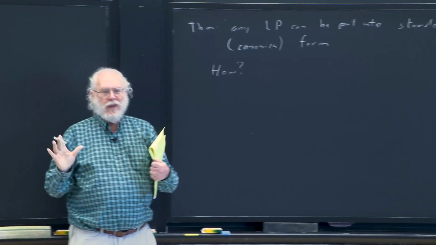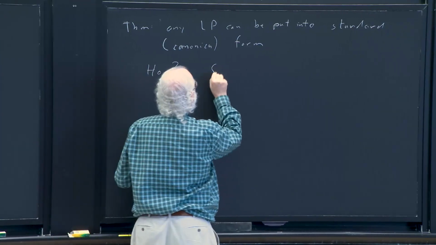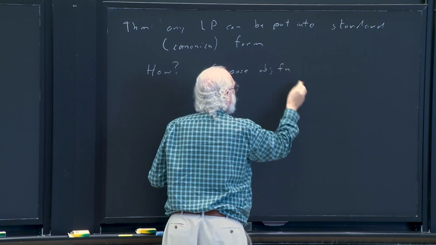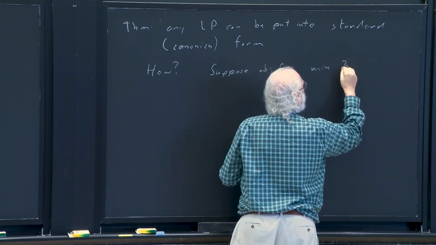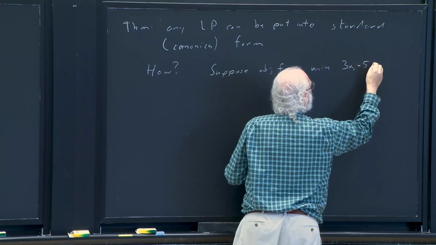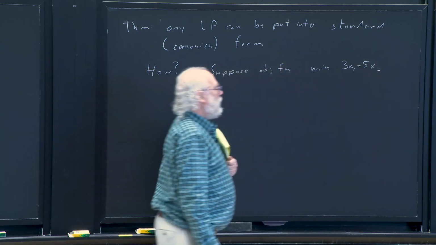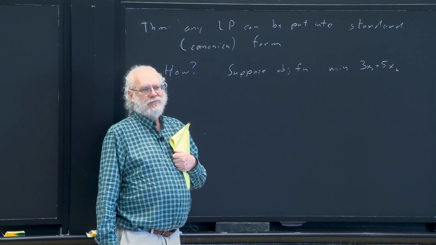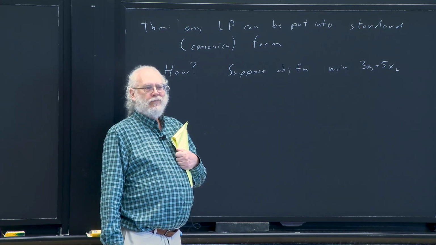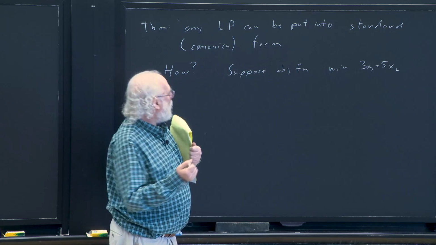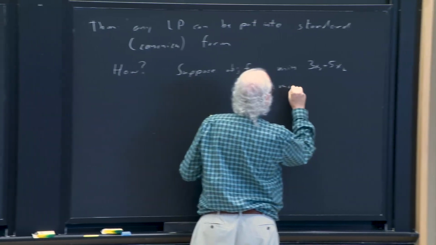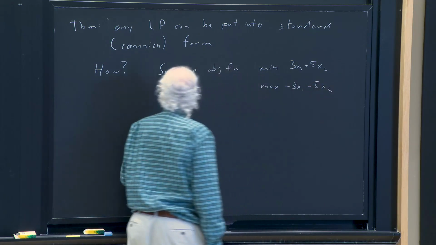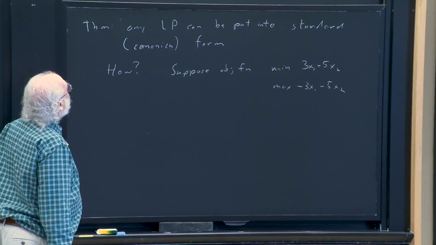Okay, so there are some easier ones. Suppose our objective function is minimize 3x1 plus 5x2. How would you turn that into a maximization problem? Yes? You just stick a negative on it. Yeah, exactly. Stick a negative on it. Maximize minus 3x1 minus 5x2. Okay.